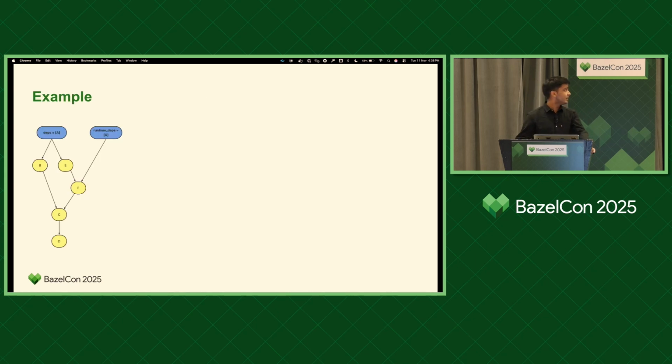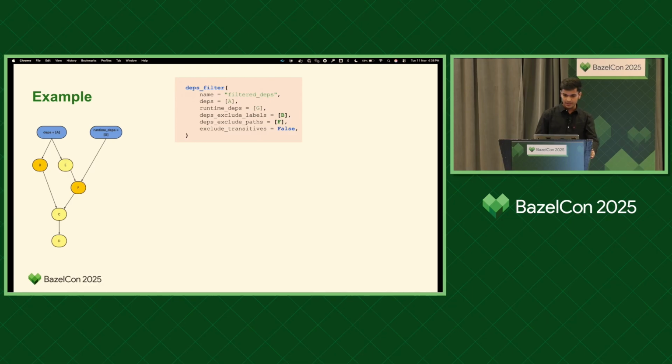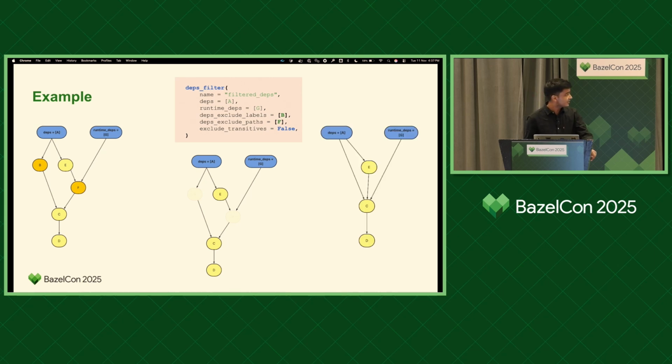Here is a simulated example of dependency graph. So here declared deps are A and G. They pull in B, E, F, C, and D transitively. With this configuration of deps filter, we are excluding B and F, but not dropping the transitives of B because exclude transitives is set to false. So once this is applied, B and F are removed from the dependency graph, and the remaining graph contains A, G, E, C, and D.